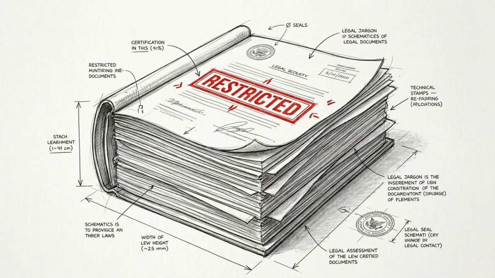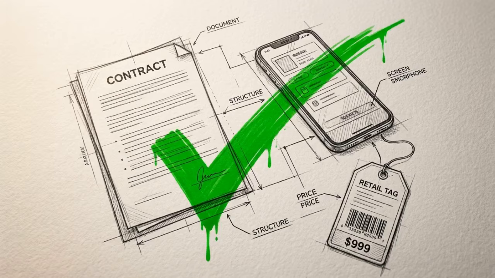Previous iterations came with strict usage conditions, particularly regarding the creation of derivative works. The Apache 2.0 license removes these legal restrictions, allowing developers to modify, deploy, and commercialize the models without friction.